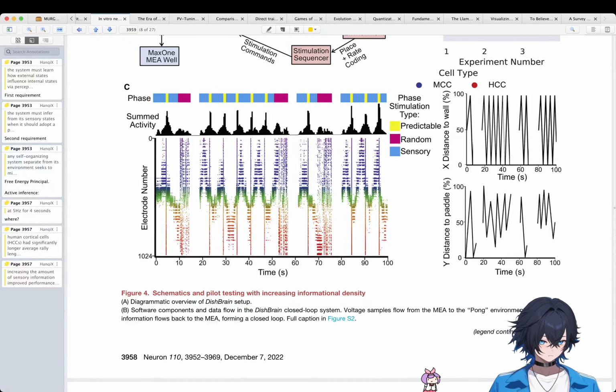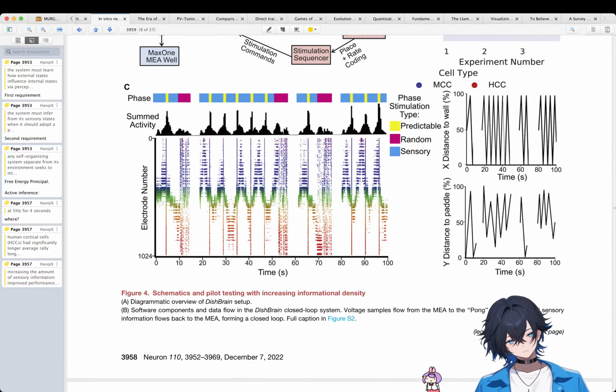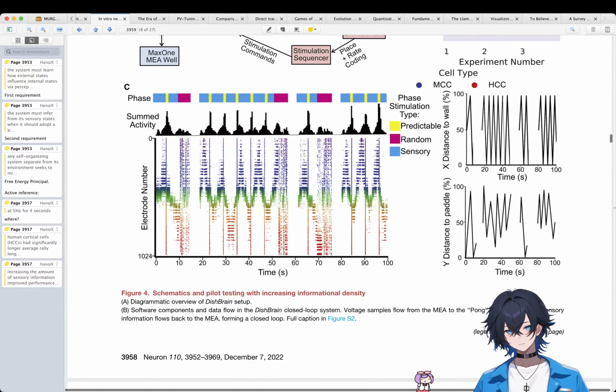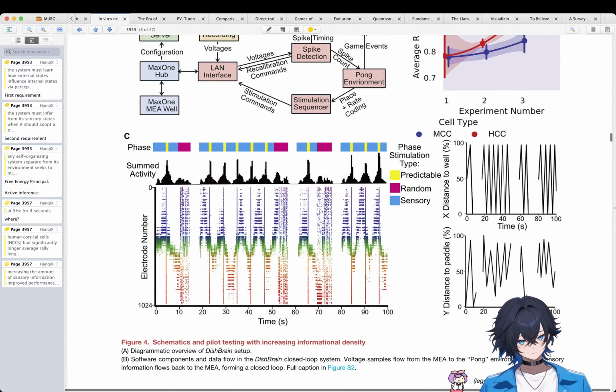I mean, you would want distance to paddle to be as small as possible. This is kind of hard to read because you have to line these both up. Distance, like, you want the paddle to be near the ball when distance to ball is low. I think it's maybe sort of happening. So yeah, this is kind of unclear.